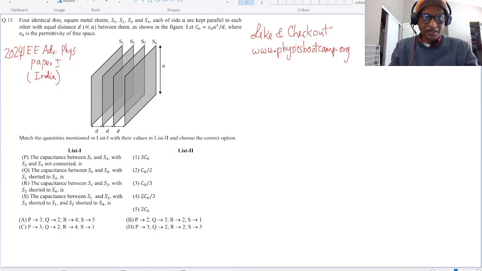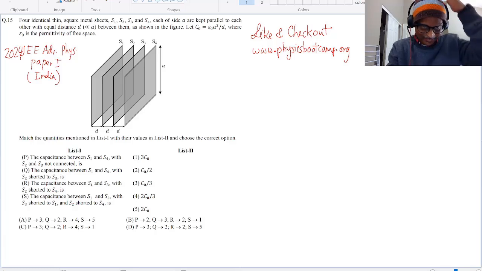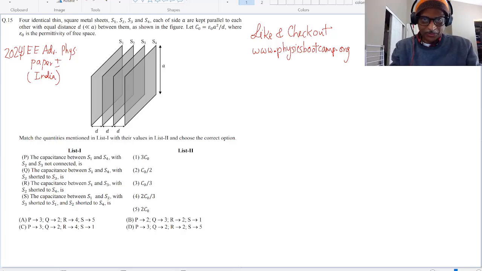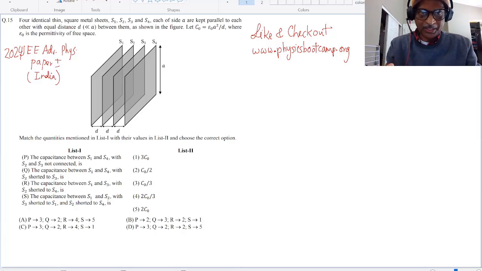Currently we are doing Indian JEE 2024 Advanced Physics Paper 1, and we are up to question number 15, and this question is actually very instructive. You can maybe do it in a quick way, or you can do it fundamentally. Let's do it fundamentally, okay?